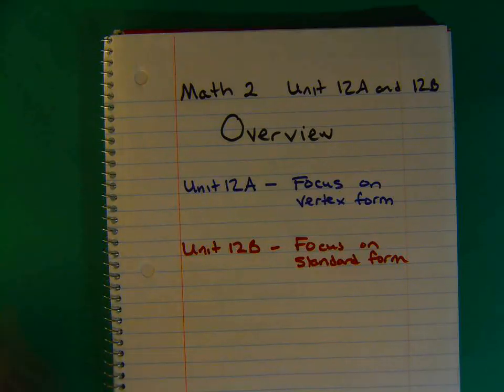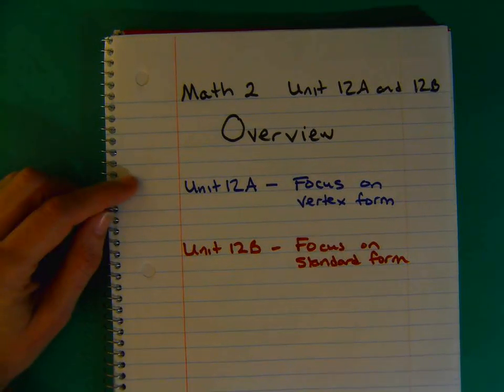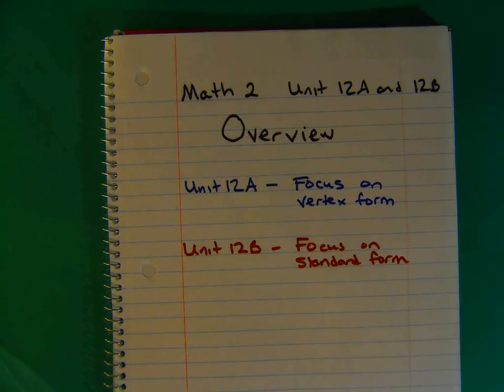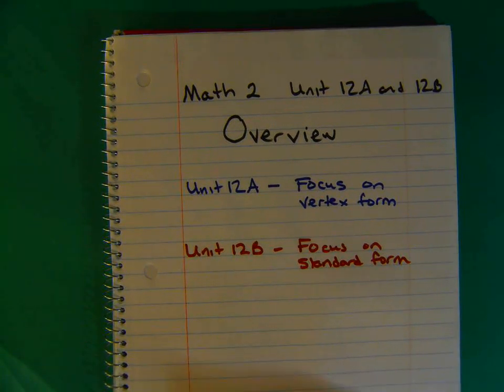Unit 12a, we're going to focus primarily on vertex form. When you look in the book, the very first section in Chapter 12 has standard form. We're not going to be focusing on standard form, we're going to be focusing on vertex form. In Unit 12b, then we will focus on standard form. They will see vertex form again during that chapter, but we're giving them one at a time. And so that's a big difference.